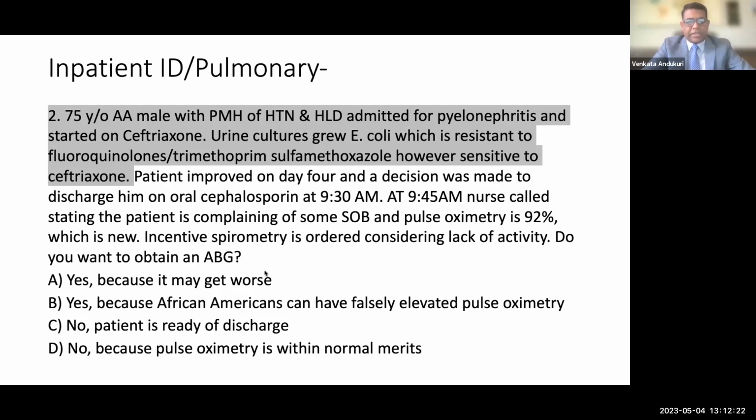So the answers are: yes, because it may get worse. Yes, because African Americans can have falsely elevated pulse oximetry. No, patient is ready for discharge. No, because pulse oximetry is within normal limits, I should say.